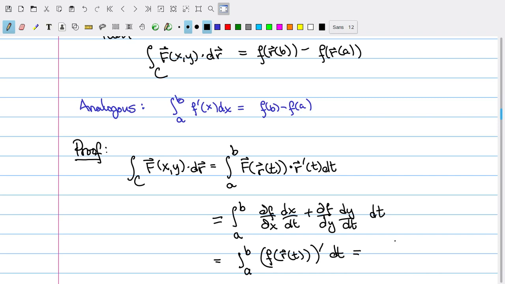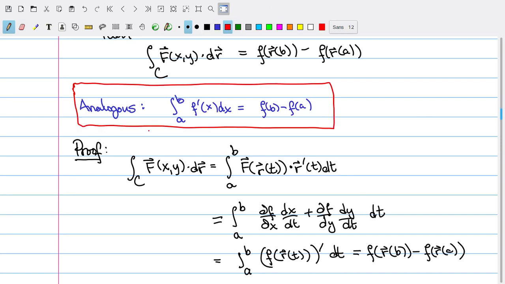And now by using the fundamental theorem of calculus just from Calc 1, this is going to be the same thing as f of r of b minus f of r of a. That's exactly using this Calc 1 result that we were reminded of earlier.